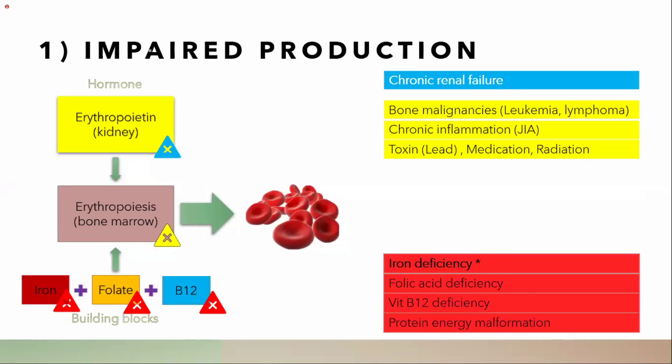Dahiyah, classifying leukemia and lymphoma as bone malignancy is not that correct. Oh, yes. It's a hematological malignancy actually.